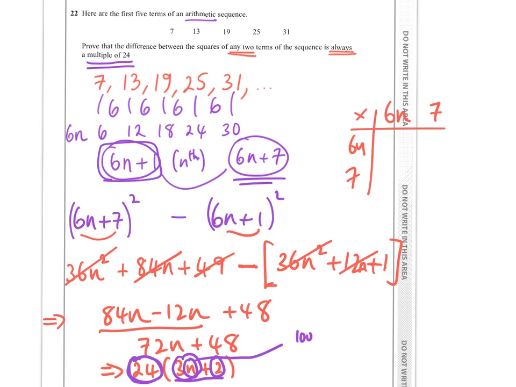So that's how I would approach that particular question. And I would definitely write a little sentence here, which I'm not going to do now, saying there's a factor of 24, so it's a multiple of 24, i.e. in the 24 times table.